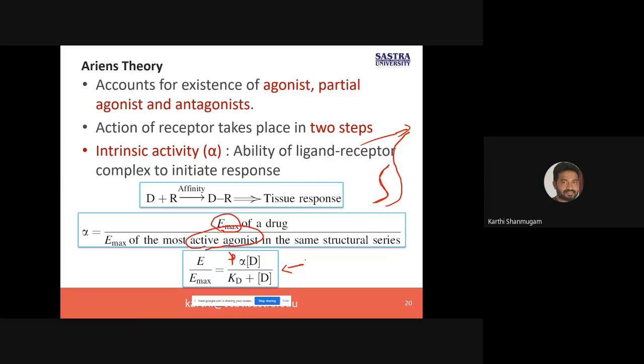So we are mainly talking about three types of molecule. One is the agonist molecule, another one is the partial agonist, another one is the antagonist. So what will be the biological response we can expect for an antagonist? If it is an antagonist, if we plot the concentration versus response curve, what type of curve will we get?